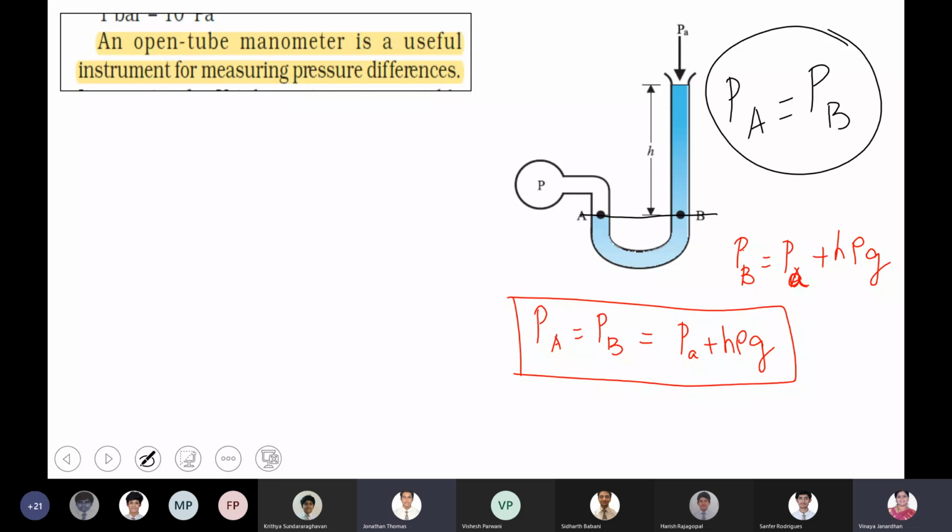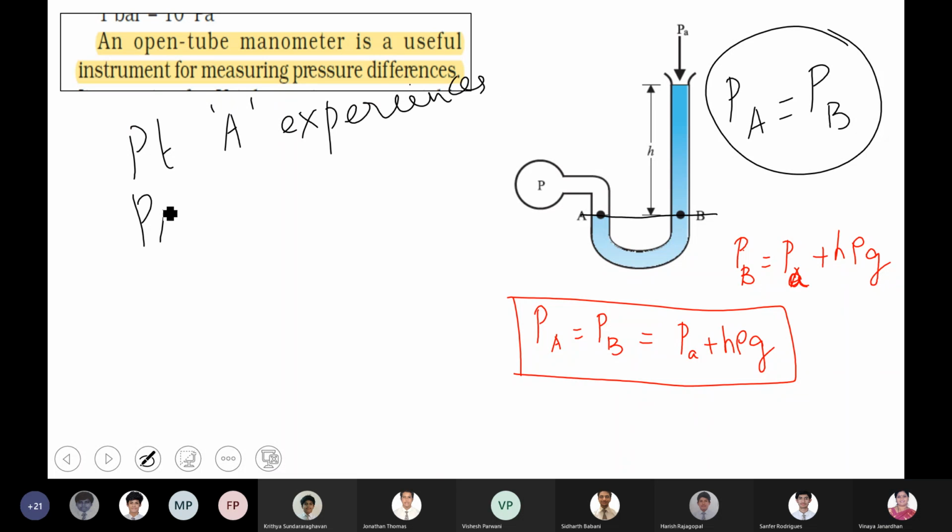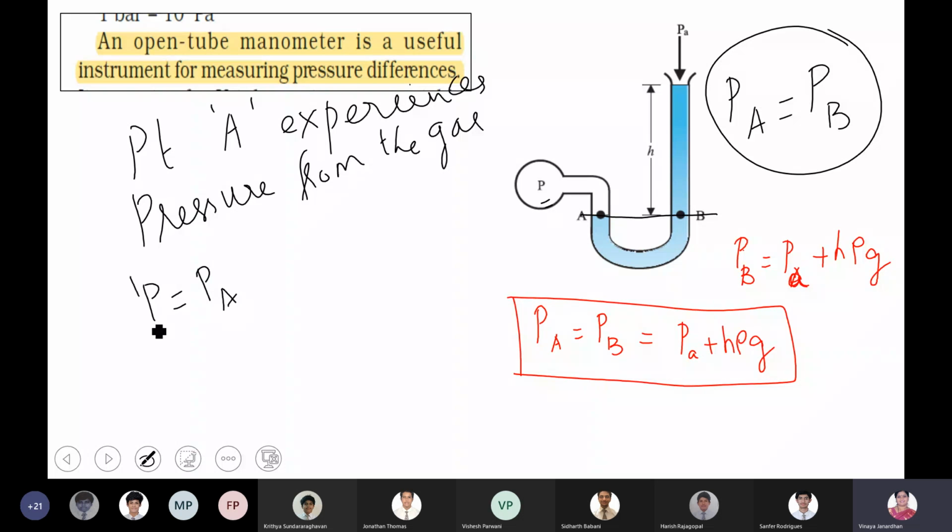Ma'am, but A is experiencing pressure from the gas also, right? Yeah, that is how you have to find. So point A experiences pressure from the gas. Let the pressure exerted by the gas be equal to P. So P becomes equal to PA. P is the pressure exerted by the gas on the liquid at point A. Is that clear, boys? P is the pressure exerted by the gas enclosed on the liquid at point A.